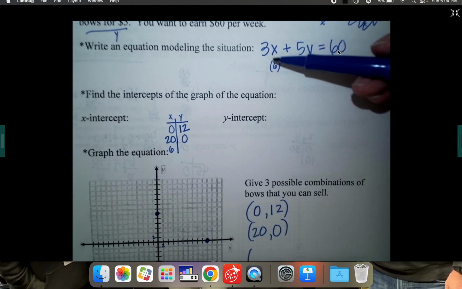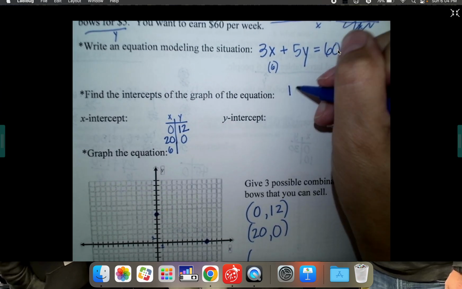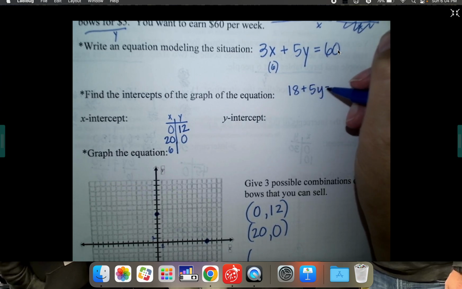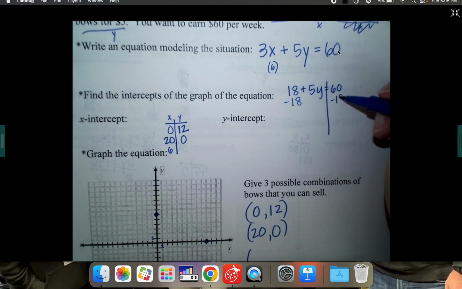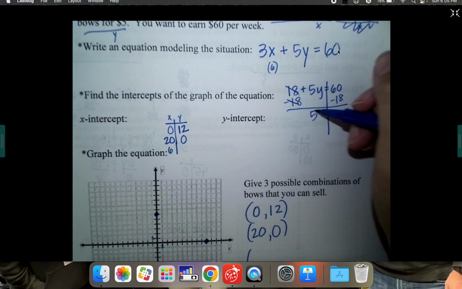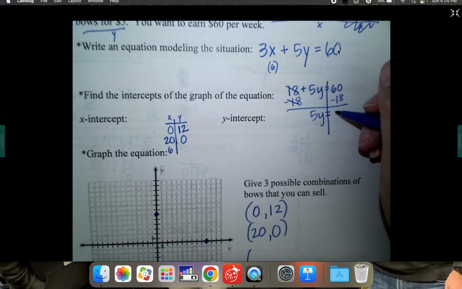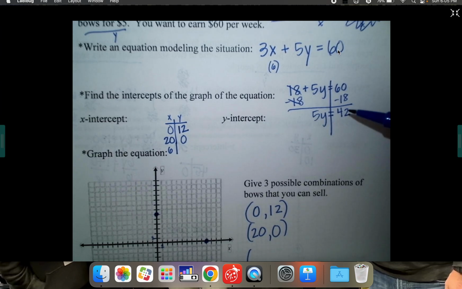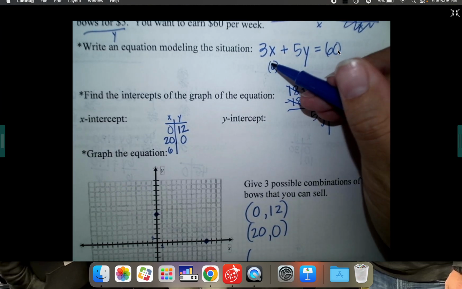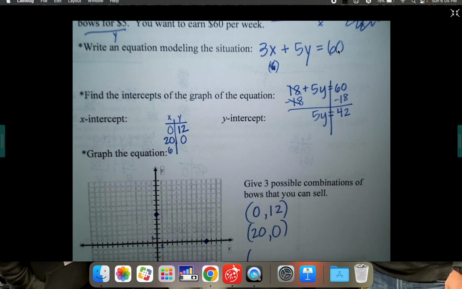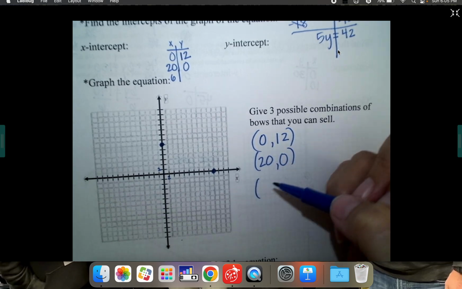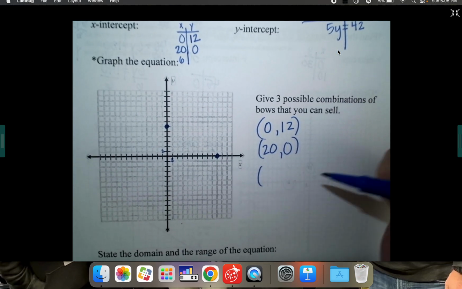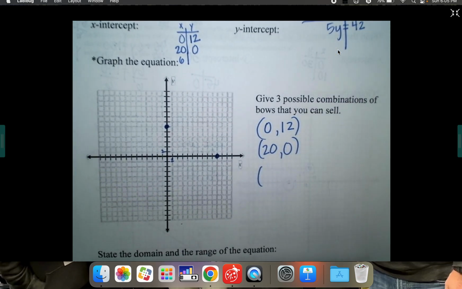6 times 3 is 18. So I would have 18 plus 5y equals 60. I would subtract 18 from both sides. I would have 5y equals, what is that, 42? And that's not going to come out evenly. So divide both sides by 5. So again, I want you to keep trying. You may have to do a little bit of a guess and check, but once you get one that works, go ahead and plot it. And again, do not connect it. That'll just be your third possibility of an amount of bows that you could sell to make exactly $60.